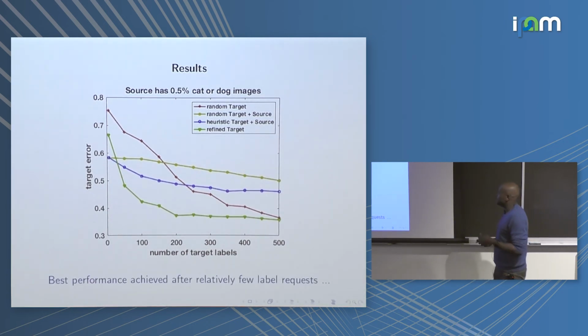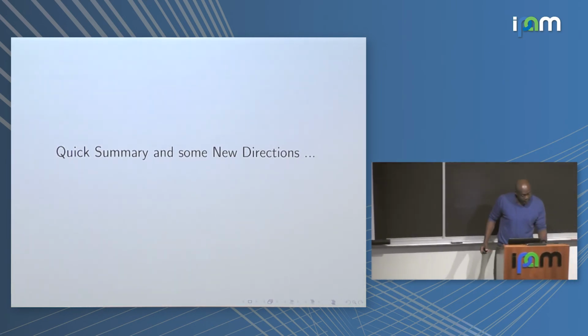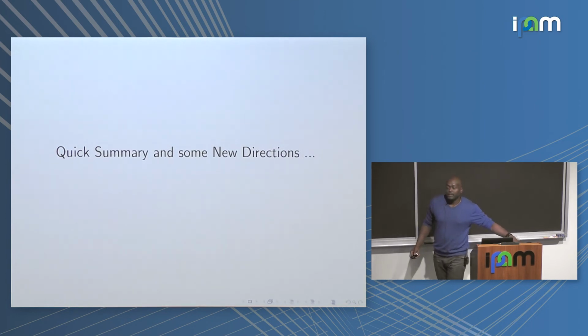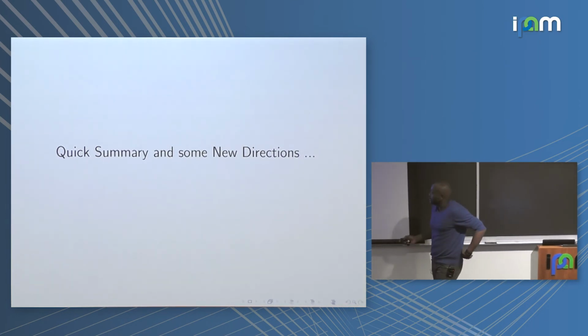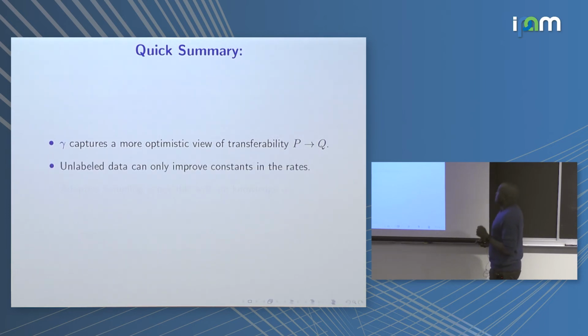All right, so I'll just give a quick summary and tell you about new directions with Steve Hanneke. So again, gamma captures a more optimistic view of transferring between P and Q. More optimistic in the sense that unless gamma is large, transfer is not hard, right? And gamma is often small in a lot of the situations where other notions of distance between distributions happen to be large.